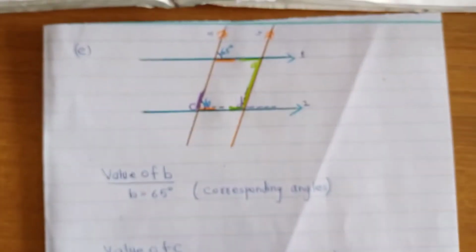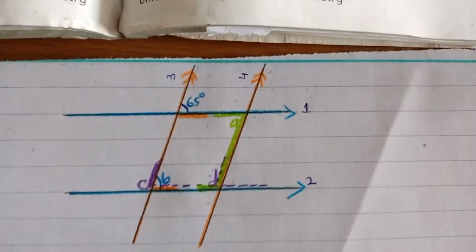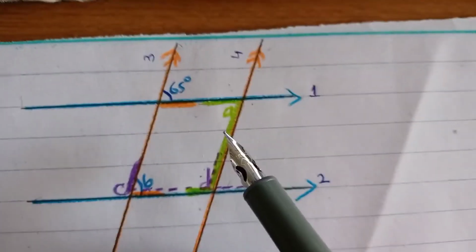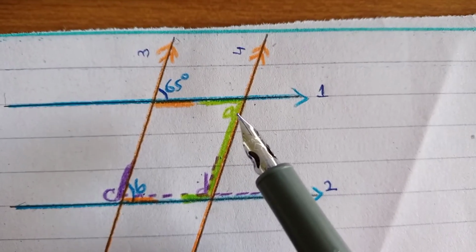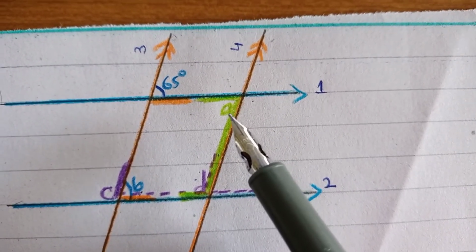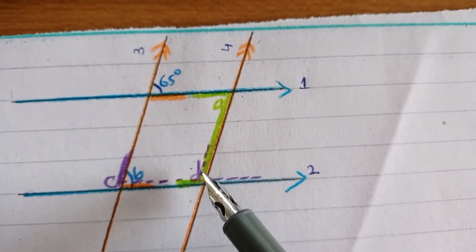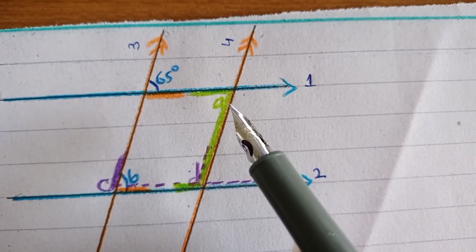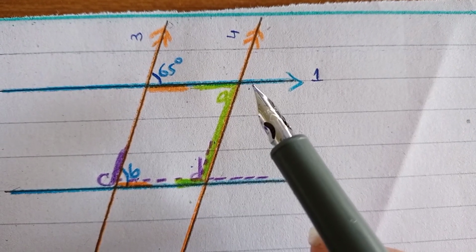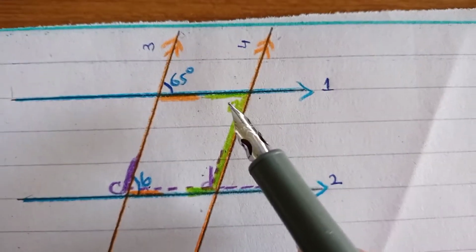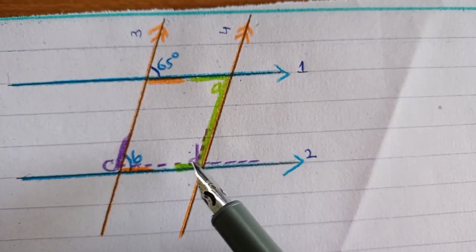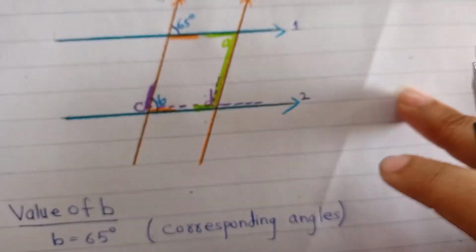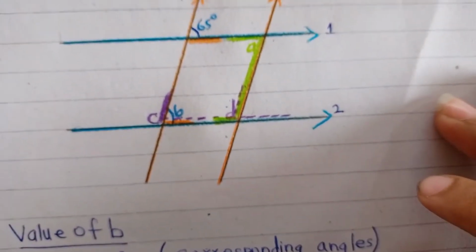Now only one letter is left, that is A. How can I find the value of A? I have highlighted it with green color. A and D are both interior angles. They are formed by the transversal, or parallel line 4, cutting the two blue parallel lines 1 and 2. So interior angles are formed. It is forming the shape of C. A plus D is equal to 180 degrees.